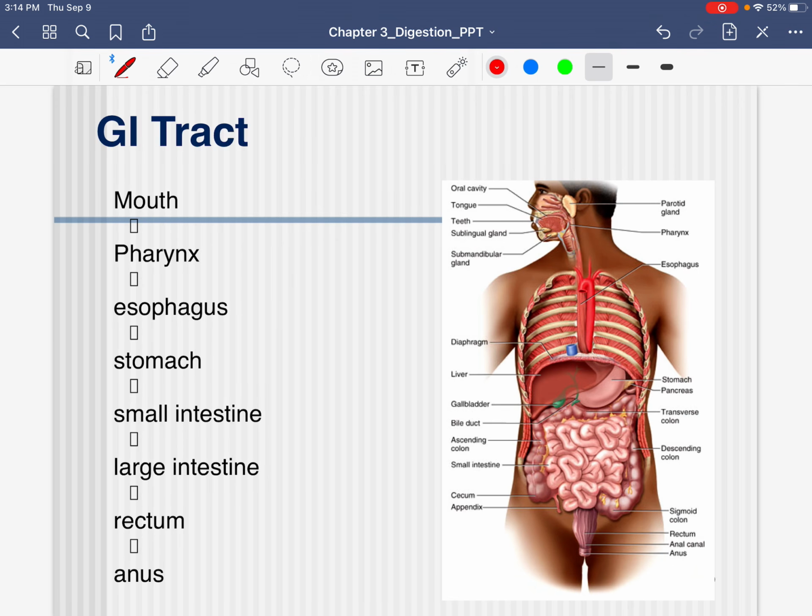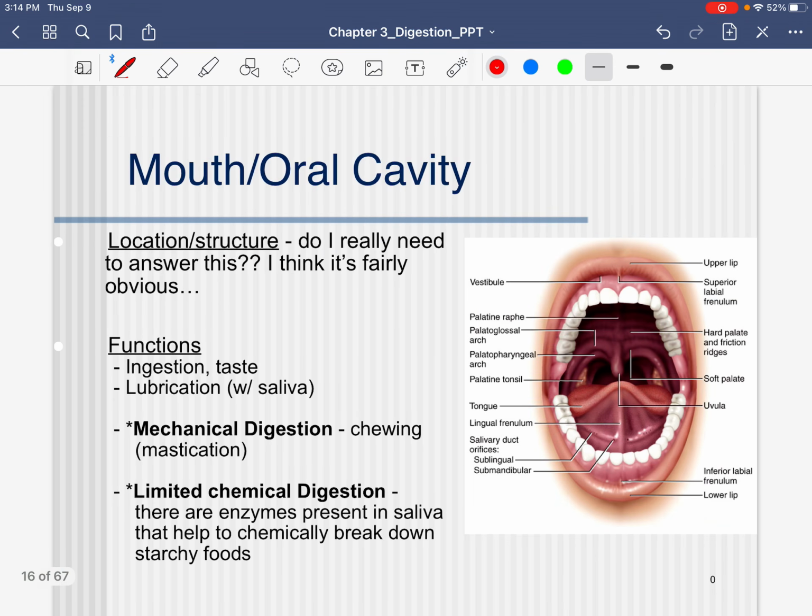All right, so here we go. I've already listed it for you once. Here we go again. You should know the order. Mouth, pharynx. Pharynx is another word for throat, but make sure you know pharynx. Into the esophagus, stomach, small intestine, large intestine, rectum, anus. Know these organs in order. This is the order of the organs that food passes through.